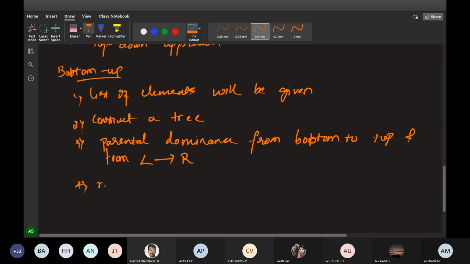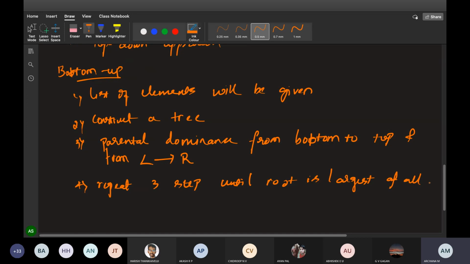Repeat the third step until the root is the largest of all. Understood? This is what we have to do. This is not explained in our notes. These are the simple techniques you need to follow to construct a bottom-up heap.